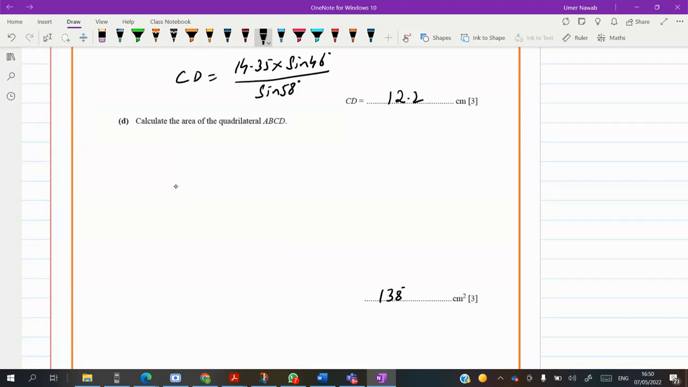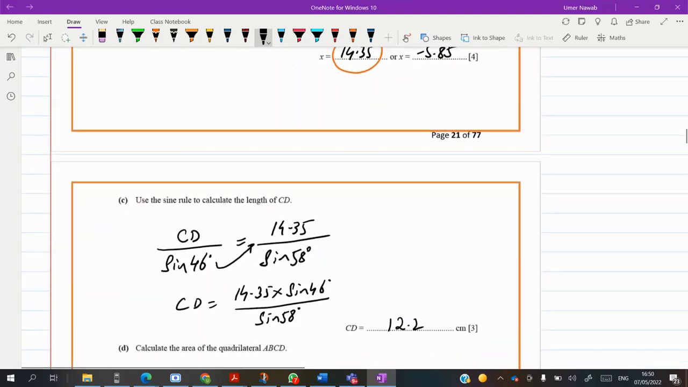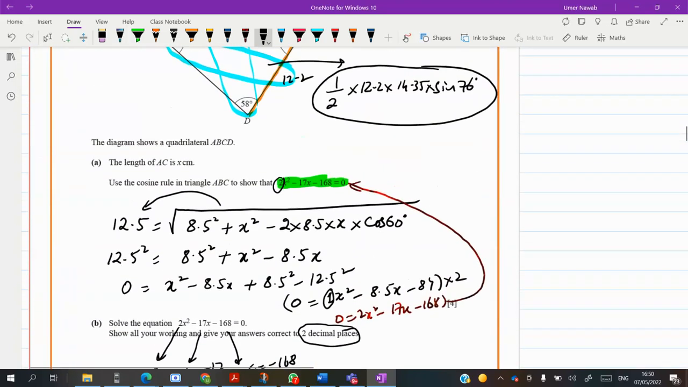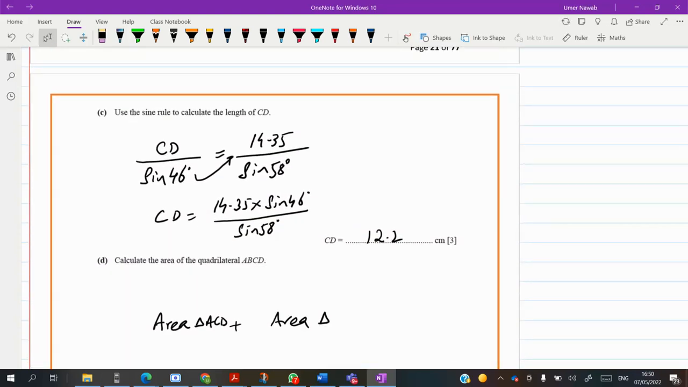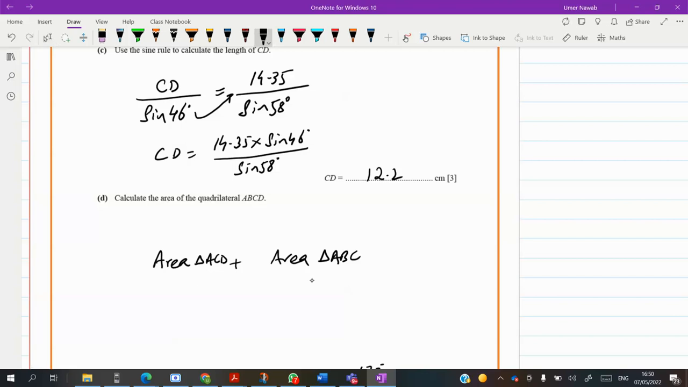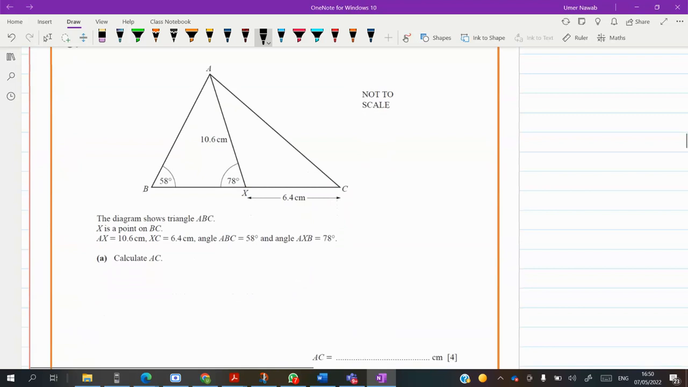So we add the two areas. First area was ACD triangle, and then we added it into the ABC triangle. Both calculations are shown on the figure. Now we go to the question number 5.